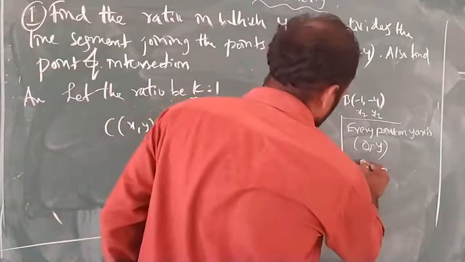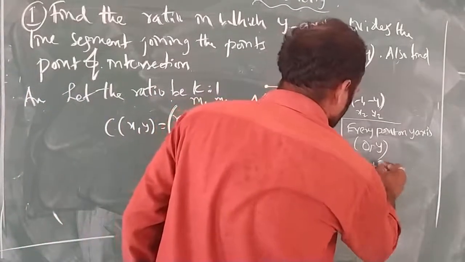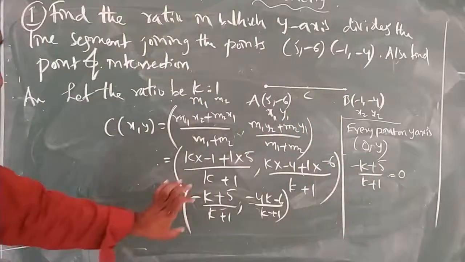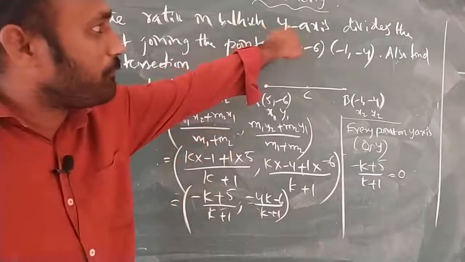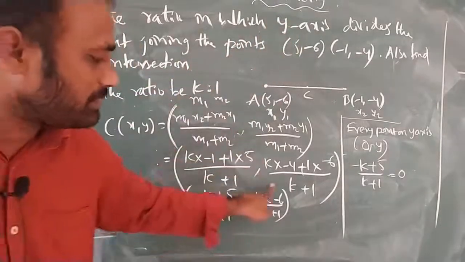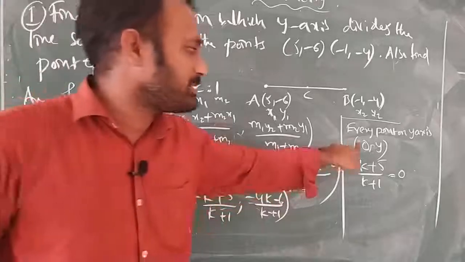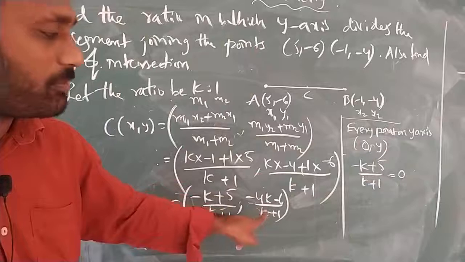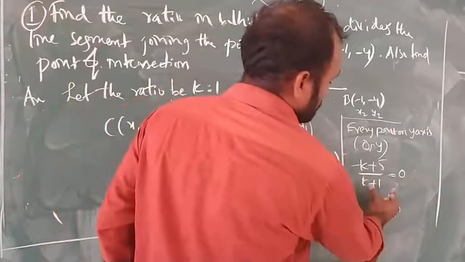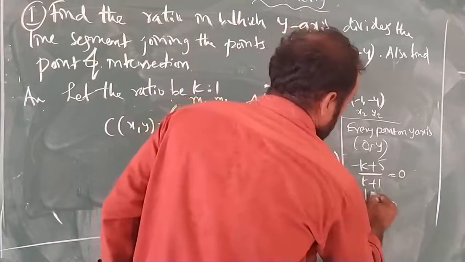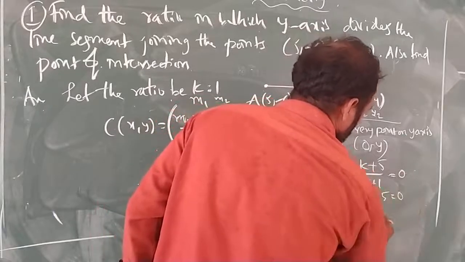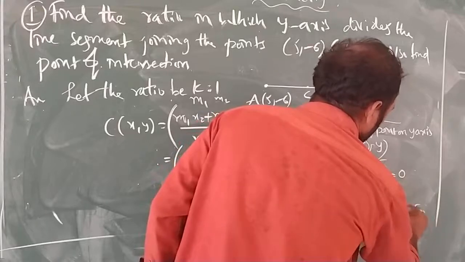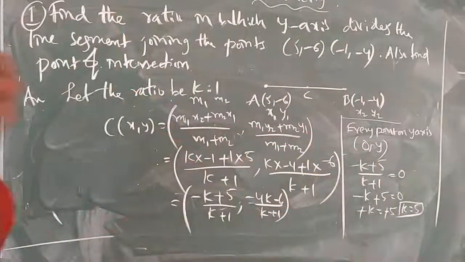So I can make minus k plus 5 by k plus 1 is equal to 0. Make sure why we are making this value 0: because it is the y-axis. If he is saying x-axis, I would have made the y coordinate equal to 0, because on the x-axis x comma 0 will be there. If I transpose the denominator, it will be 0 only. So minus k plus 5 is equal to 0, minus k is equal to minus 5, k value is 5. So I got the ratio, k value is 5, means 5 is to 1.